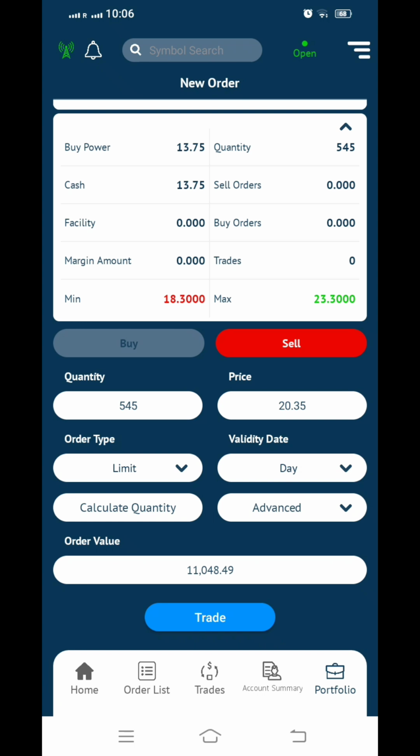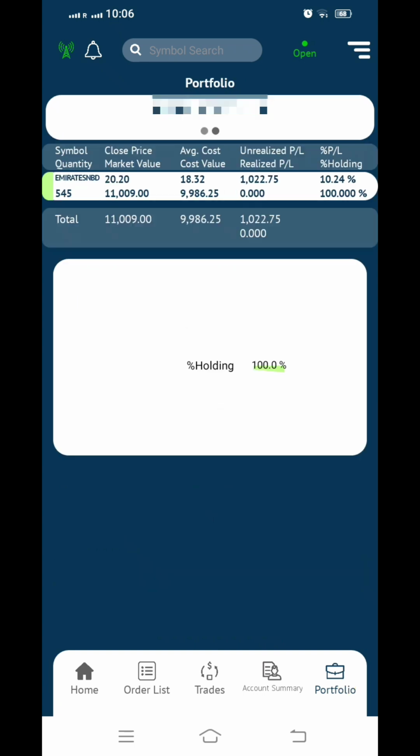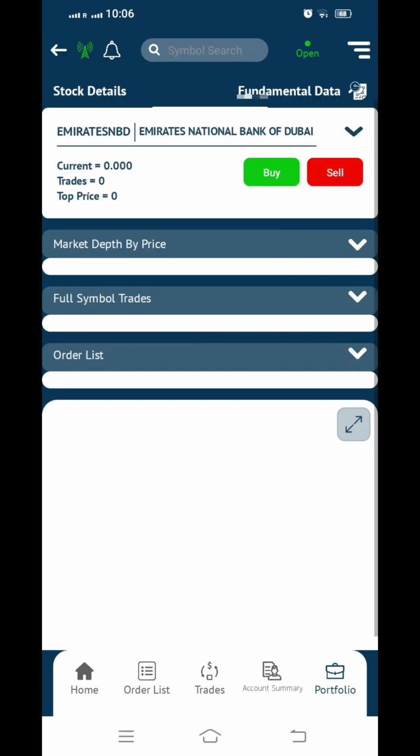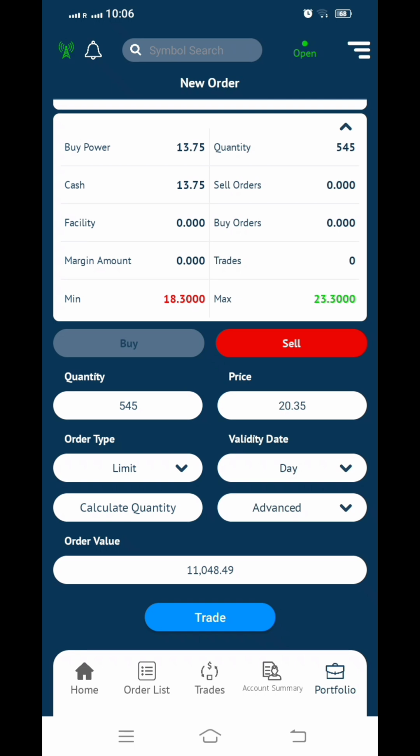Right now it shows an amount of 11,048.49. I'm checking what I bought it for, which was 9,986.25. Comparing the buy and sell amounts, the difference is almost 1,100. So now I'm going to click trade.